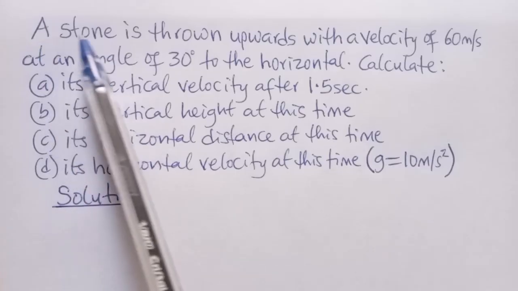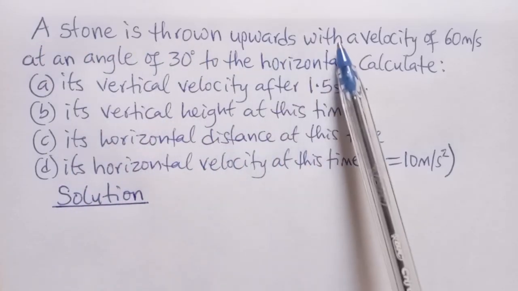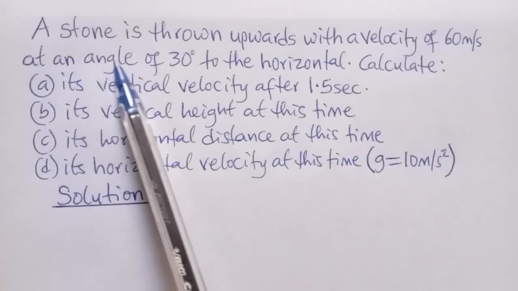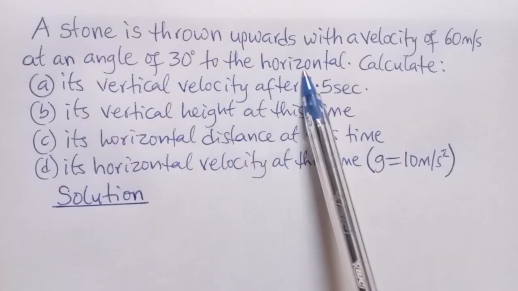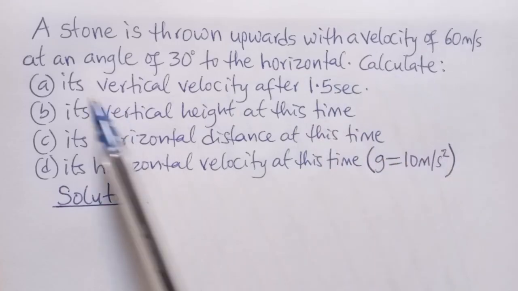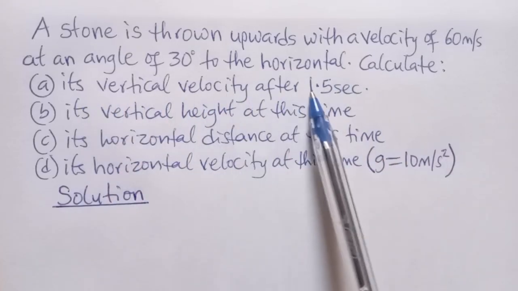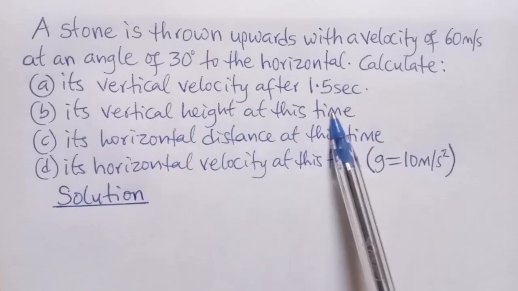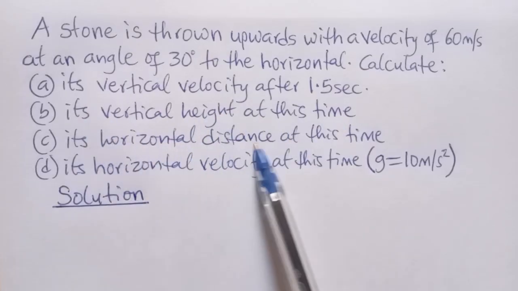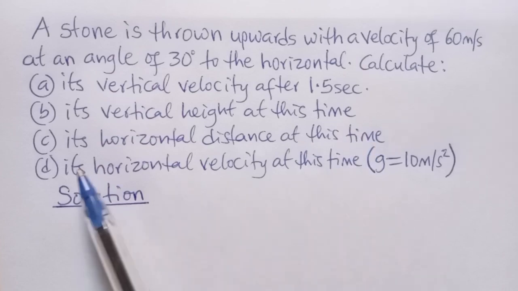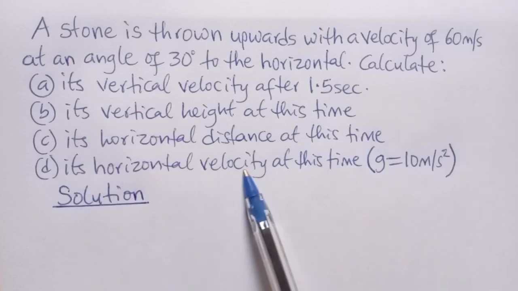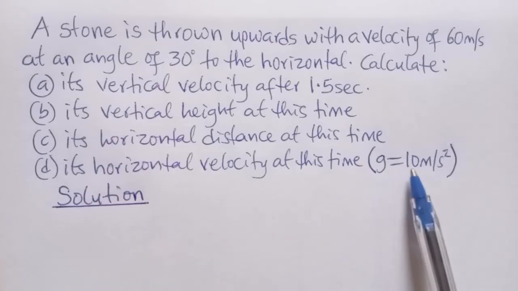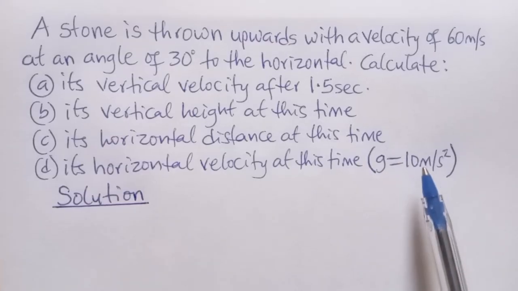The question here says a stone is thrown upwards with a velocity of 60 meters per second at an angle of 30 degrees to the horizontal. Calculate its vertical velocity after 1.5 seconds, its vertical height at this time, its horizontal distance at this time, and finally, its horizontal velocity at this time. And we are given acceleration due to gravity as 10 meters per second square.